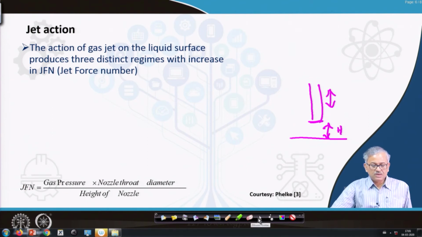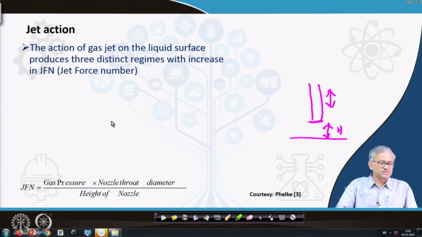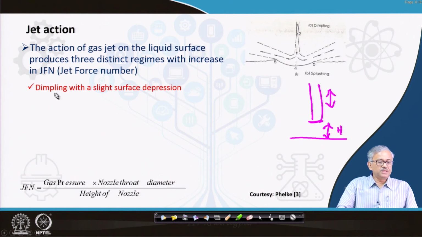So when H decreases, JFN increases, obviously the jet force number increases and it makes more impact on the bath, right. So that is the way the JFN comes into the picture. And now dimpling. There are 3 modes, because depending on the jet force number you can produce 3 kinds of behavior.